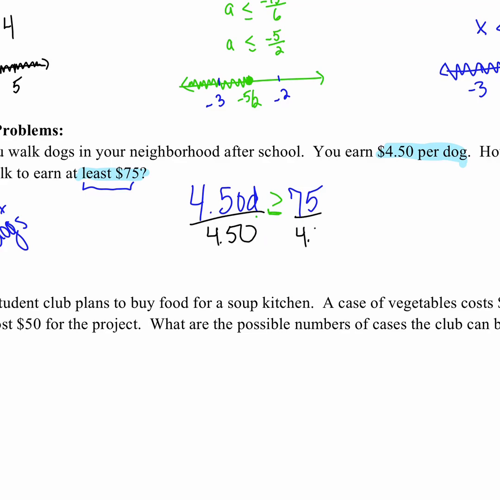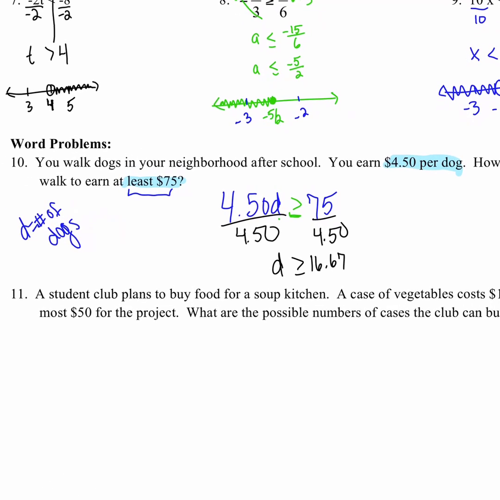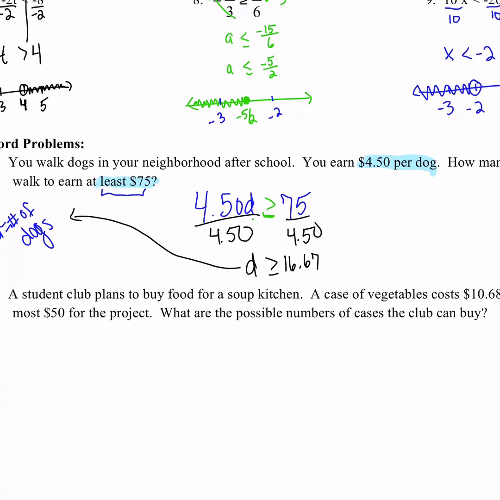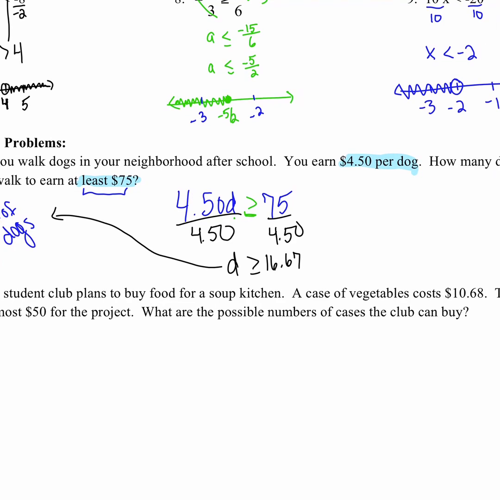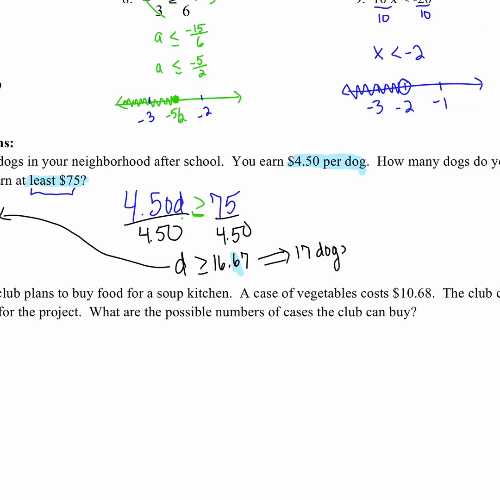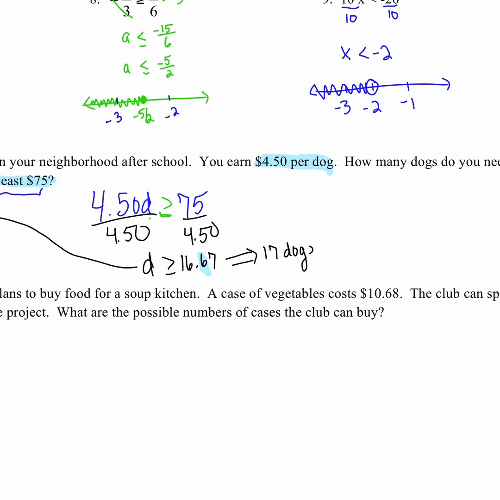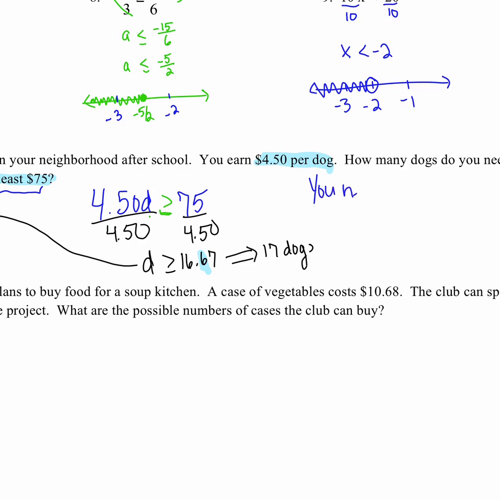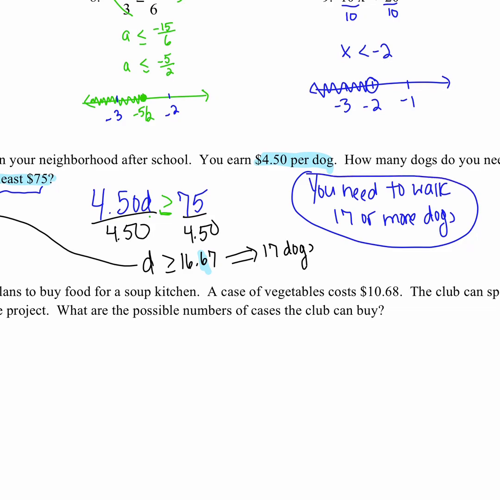When you go to solve, you'll get D is greater than or equal to 16.67. Now, because D represented the number of dogs, it doesn't make sense to say 16.67 dogs. So instead, that's going to round up to 17 dogs. Not necessarily because this is a 6, but more so if you round down, you're not going to get to $75, right? You'll be short of it. So you got to round up. So you would say you need to walk 17 or more dogs. Again, the main difference between this and equations is you have the word or more. You're not saying exactly 17.